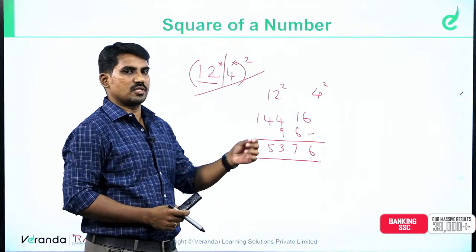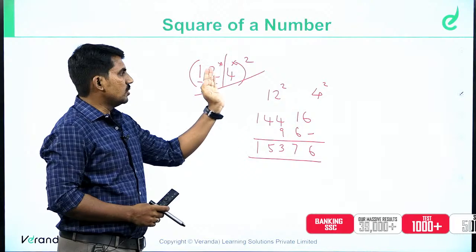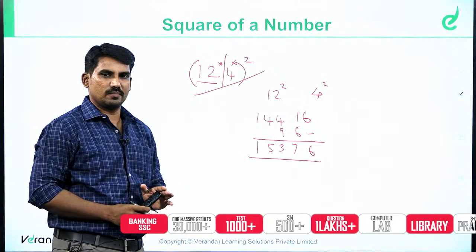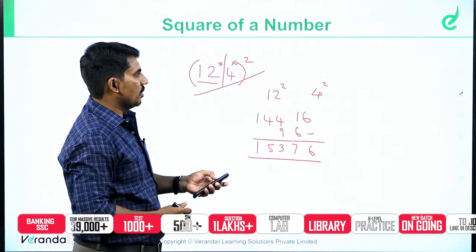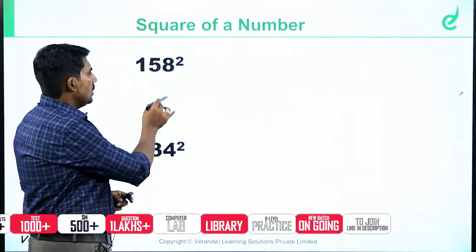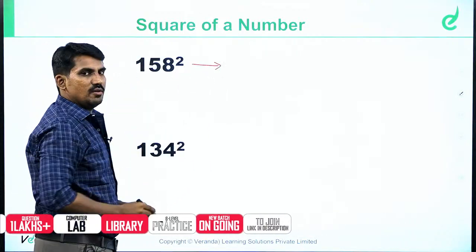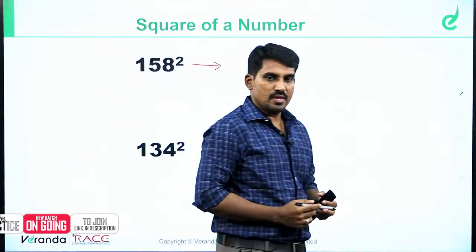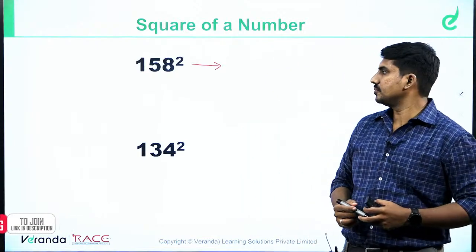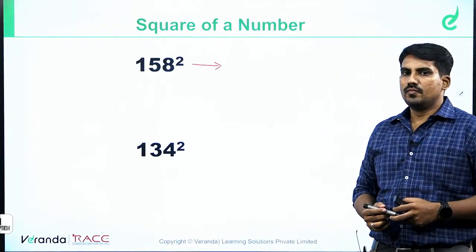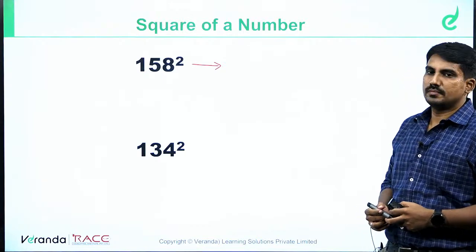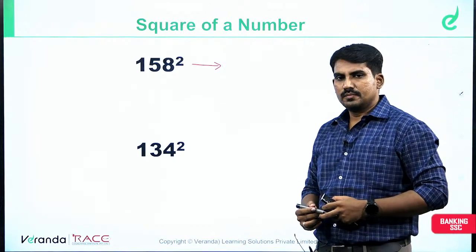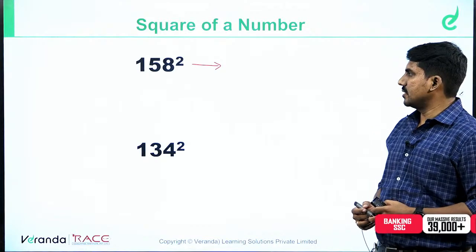Now you know the method, right? Now we are going to work out some examples. Clear this? The unit digit alone first we have to take, the remaining we take as a whole number, and the same shortcut we can apply. Now, try the answer for this question: 158 square.